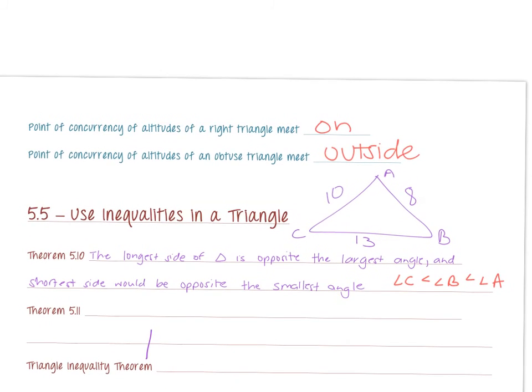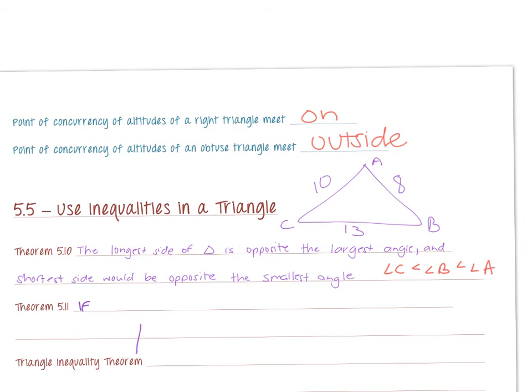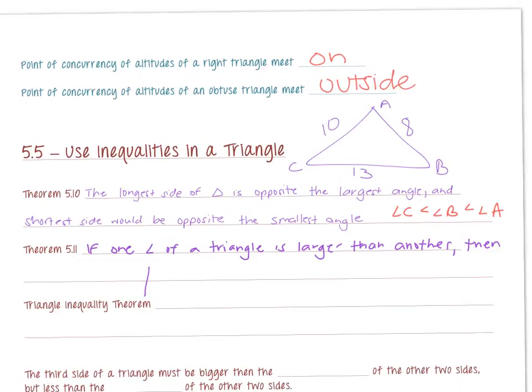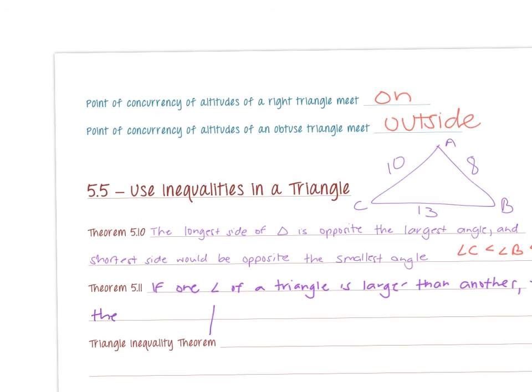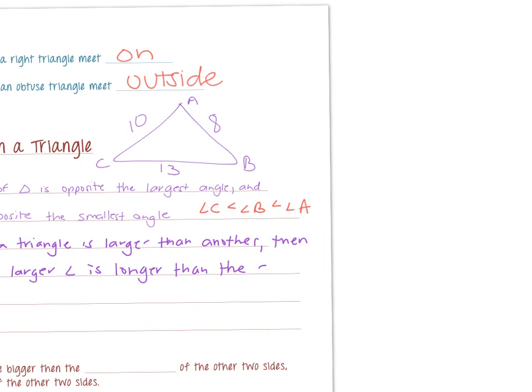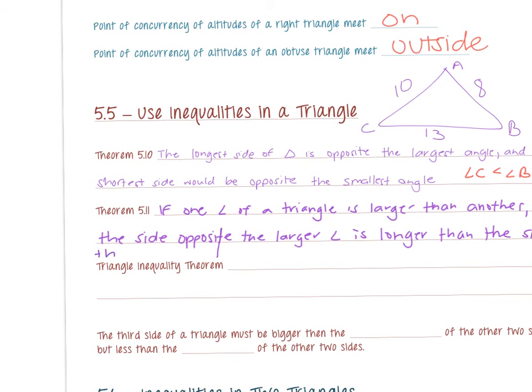5.11 says if one angle of a triangle is larger than another, then the side opposite the larger angle is longer than the side opposite the smaller angle.